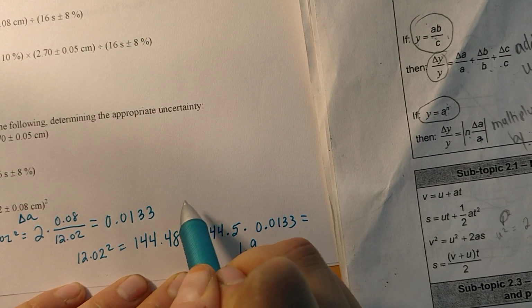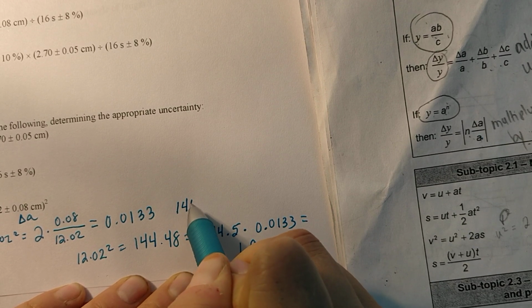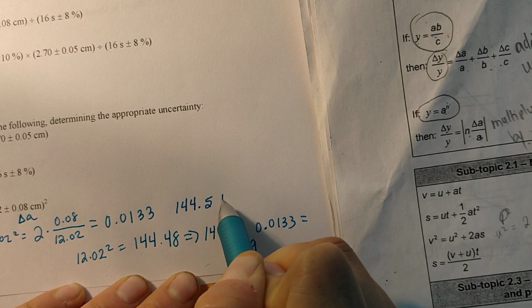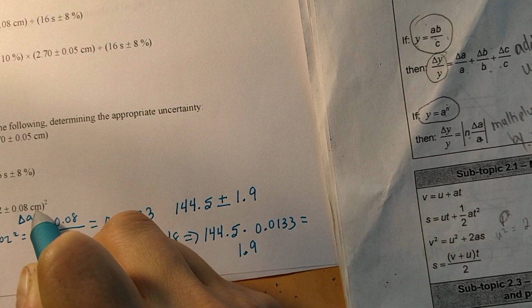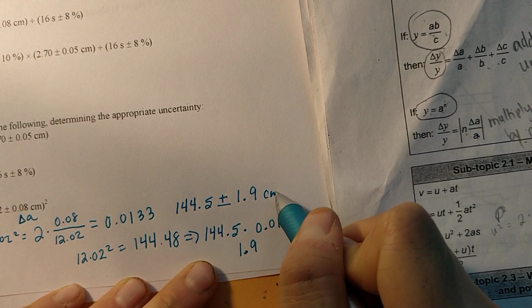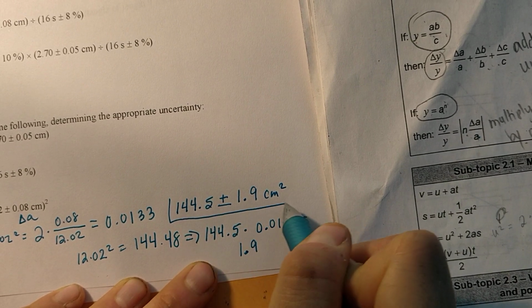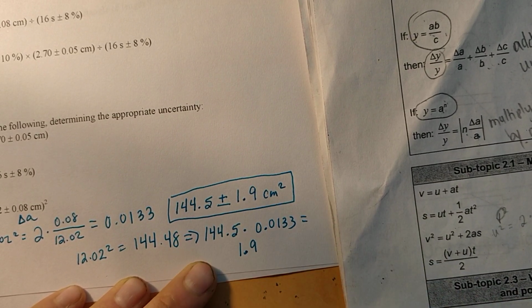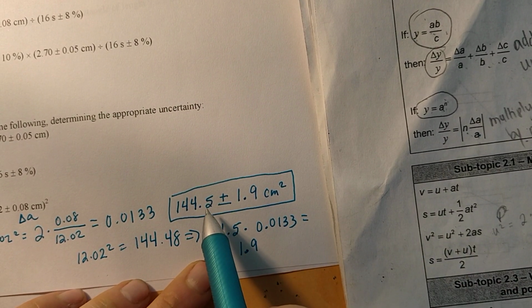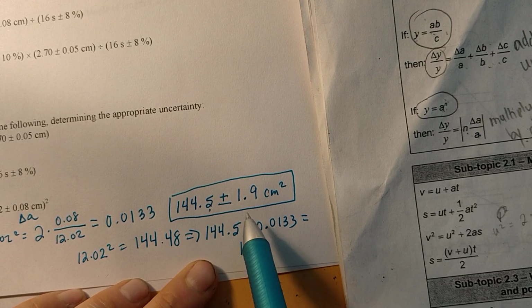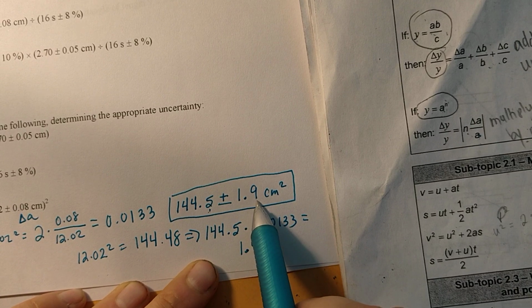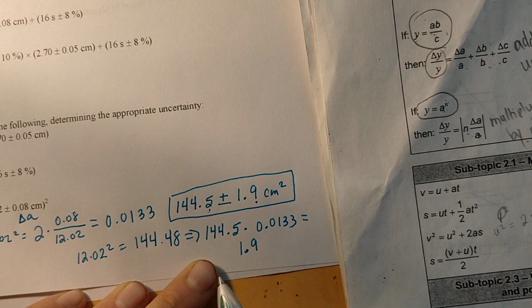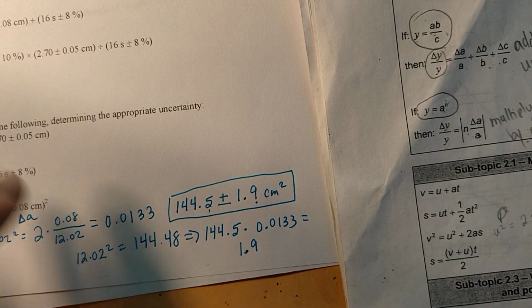So my final answer, I'll write it up here, will be 144.5 plus or minus 1.9, the units, centimeters squared. Okay, notice I have 1 decimal place of precision here in the calculation, and this matches the precision of the uncertainty, 1 decimal place of precision.